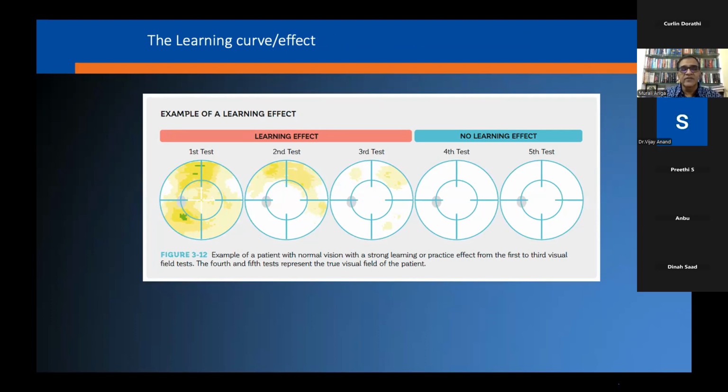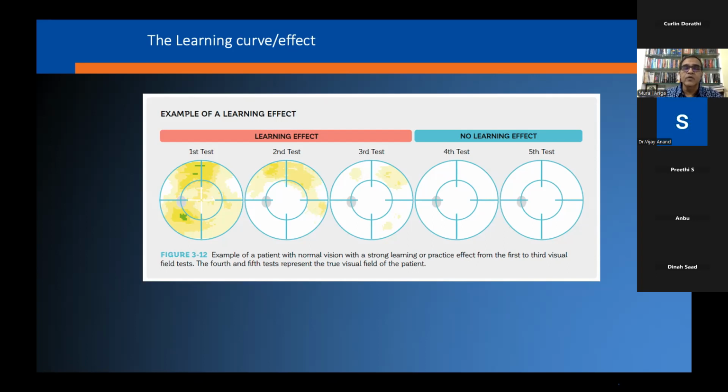So once the first test is done, we generally use it as a learning test, a trial test, and the second test and third test are what you see in the example of even a normal patient with normal vision. There's a strong learning effect or practice effect from the first to the subsequent test. From the second and third test onwards, patients start doing it much better. They understand how to do it, they get confidence and they start doing it better. So don't be in a hurry to diagnose and manage a patient with just one single field test. Make sure it is repeatable, make sure it is done a couple of times.